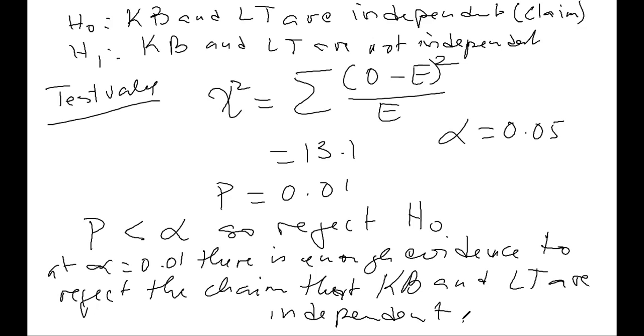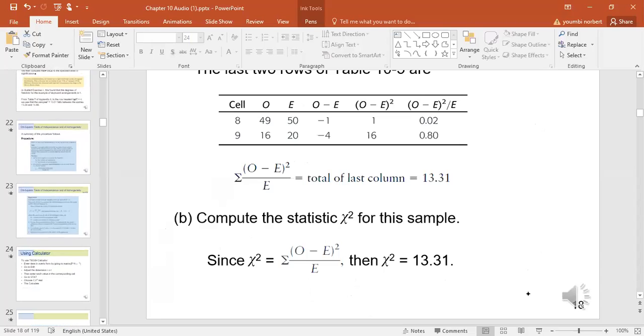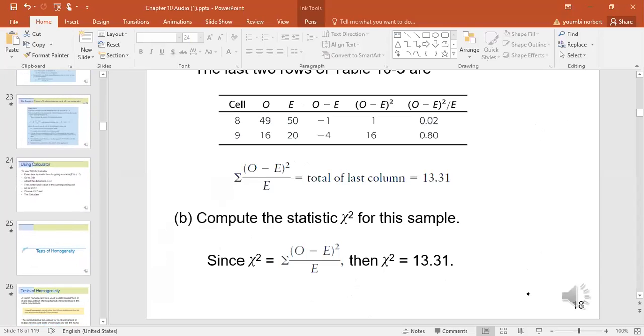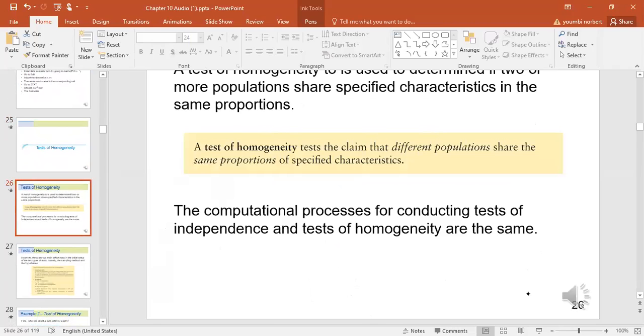So the next test is the test of homogeneity, which is similar to the test for independence. In the test of homogeneity, we are trying to test if the proportion of preference of a group is the same as another group.